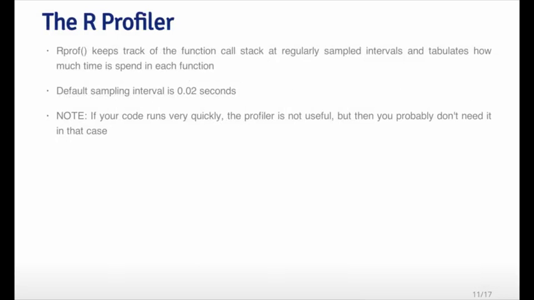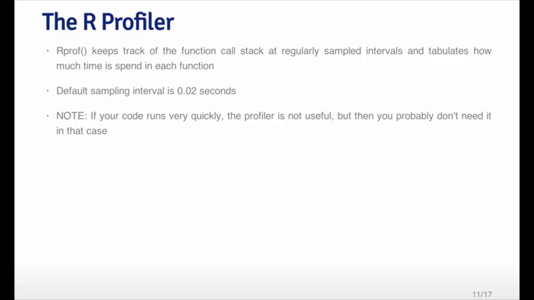So the Rprof function keeps track of the function call stack at regularly sampled intervals, right? Basically, as your function is running, it queries the function call stack, so how many functions call other functions, and it just prints it out. All it does is print out the function call stack at very quick intervals, about every 0.02 seconds.